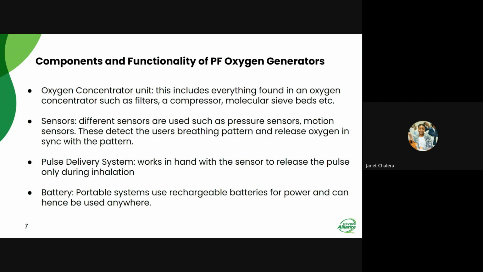And in addition, these generators have sensors. Different types of sensors are used, such as pressure sensors and motion sensors. The duty of these sensors is to detect the onset of inhalation for the patient. When the onset has been detected, the pulse delivery system comes in to deliver the pulse to the patient.